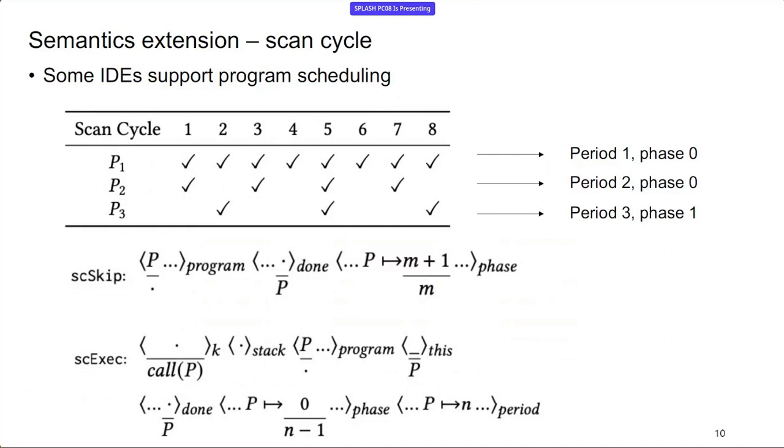Let's say there are three programs, P1, P2, P3, and P1 executes in every cycle, P2 executes in every 2 cycles, and P3 in every 3 cycles. These P2 and P3 have some strides between two executions, and we are going to call this size of strides the period. So P1, P2, P3 have periods 1, 2, 3, respectively. And there's also something called phase. Phase means how many cycles it has to wait before it executes again.